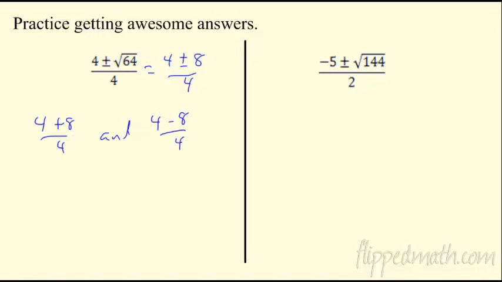And why do I do that? Well, I can add these. What is 4 plus 8? 4 plus 8 is 12. And what is 4 minus 8? That's negative 4. Then this one reduces. 12 divided by 4 is 3. And this is negative 1.